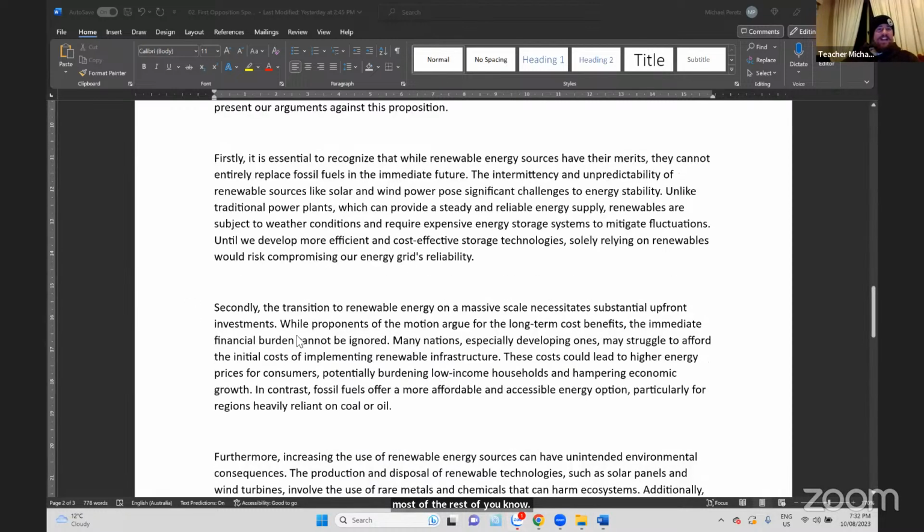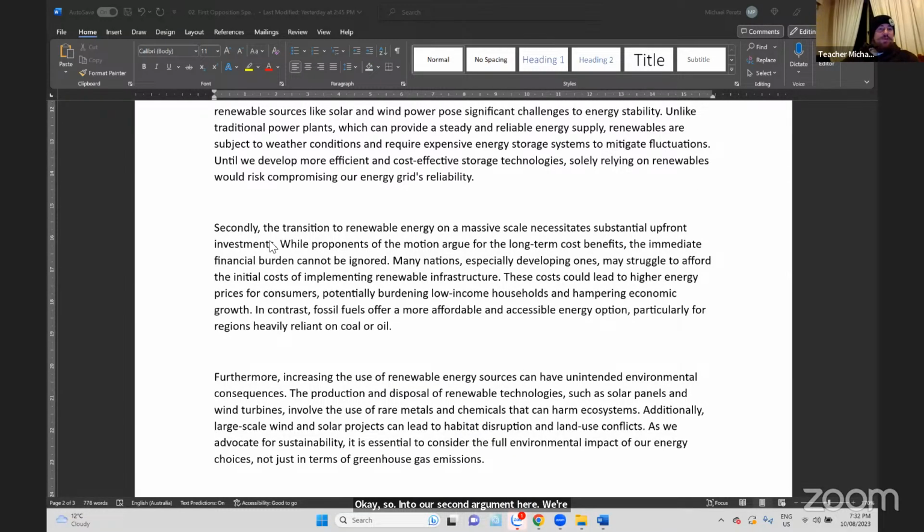Okay, so into our second argument here, we're bringing up a new argument. The transition to renewable energy on a massive scale is going to be very expensive. People that agree with the motion argue for how it's going to save us money in the long term. But we're going to look at this from the fact that the initial expense is still going to be very big. So certain countries might not be able to afford energy solutions like that. Some of them are going to have to rely on fossil fuels because they can't afford the renewable energy yet. And then it goes on to talk about, in contrast, fossil fuels are more affordable and accessible, particularly for regions heavily reliant on coal or oil. So they're trying to discredit that next argument by saying, yeah, but some people just can't afford it, and then providing evidence of that.